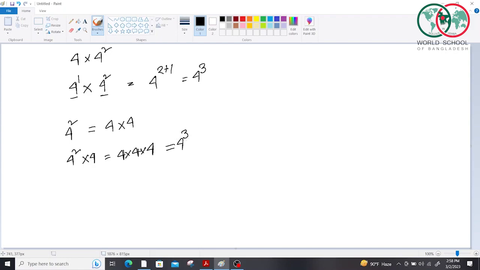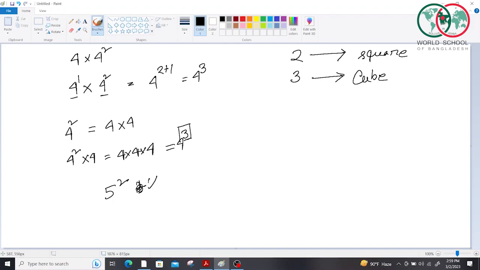When there is power 3, we call it cube. If the power is 2, we call it square, and when the power is 3, we call it cube. So it's 4 to the power 3, and here it is 4 to the power 3, same thing. So if it is 5 to the power 2 into 5 cubed, what will it be? It will be 5 to the power 2 plus 3. It is 5 to the power 5.